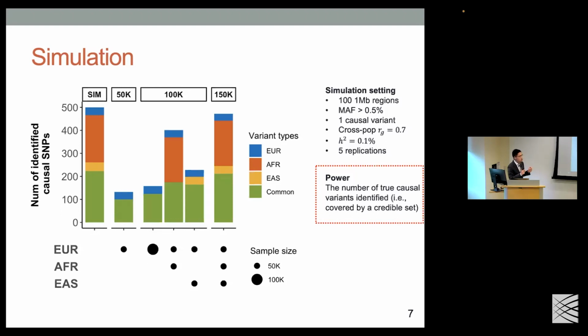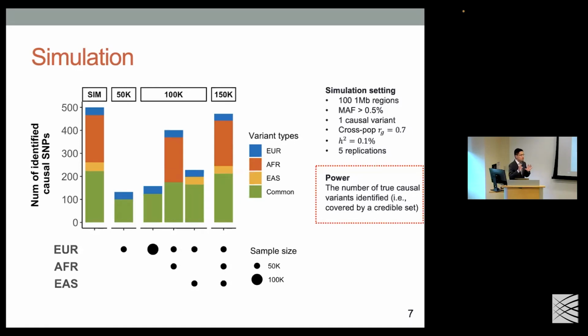Different colors stand for different variant types. If a variant has minor allele frequency greater than 0.5% only in European, we say this is a European variant, or African variant, or East Asian variant. For all the rest, which are shared, we say this is a common variant. We use this to label different colors. And the first column is the ground truth of the variants we simulated. And here we use the 50,000 European data as our baseline.